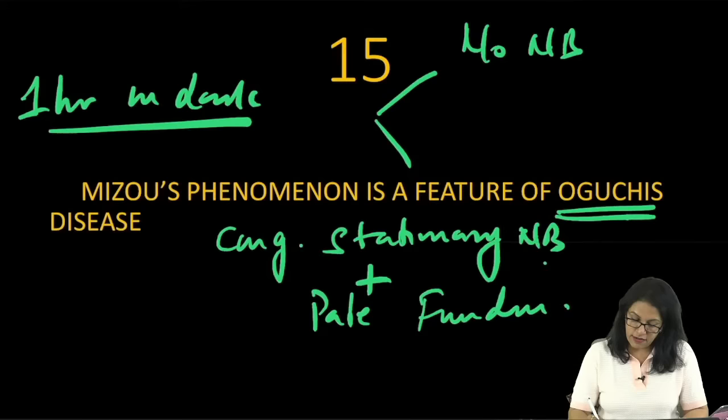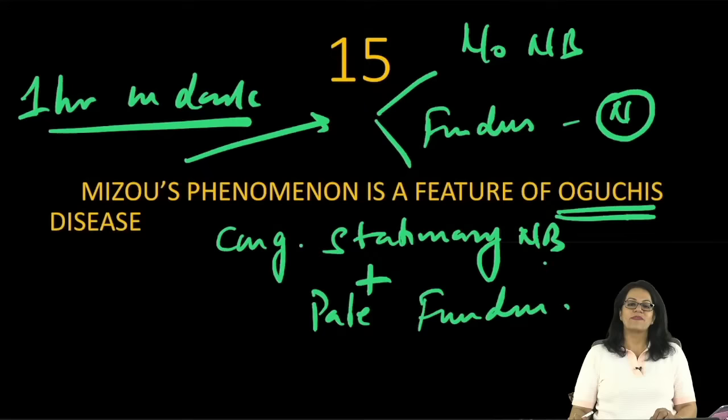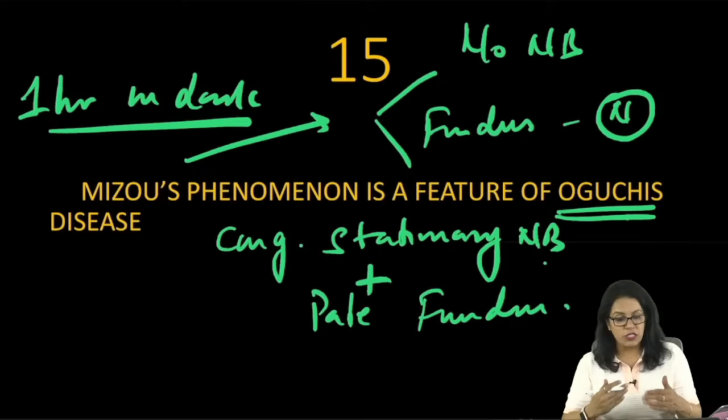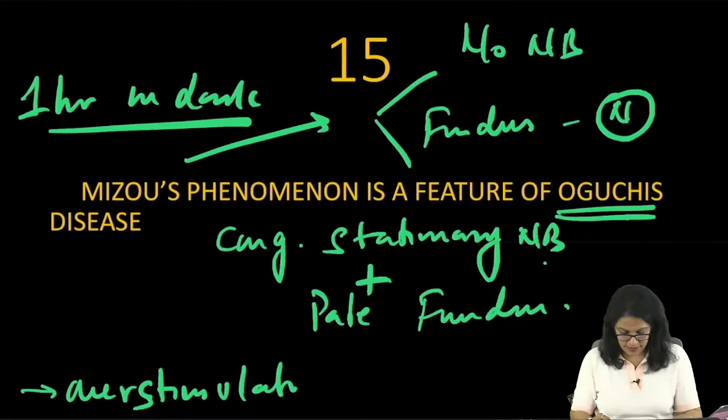This was again your AIIMS question, INI-CET. Okay? That's why I have taken this. So this is what is called Mizuo's phenomenon. Why is it happening? See, the number of rods is less in this patient, but there is overstimulation of rods. So the cause is overstimulation of rods. Done? Okay. So come to the next point.